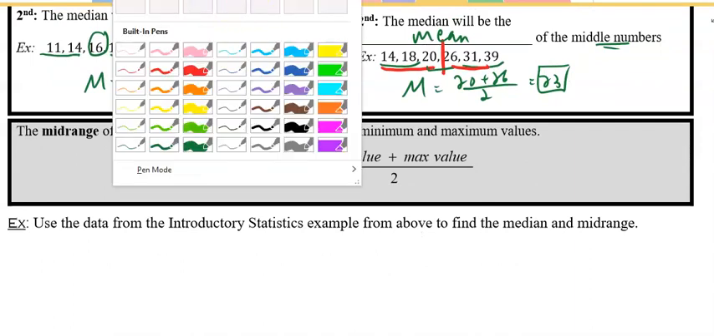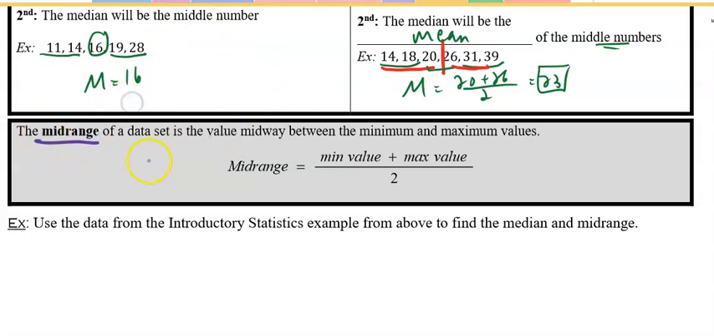Mid-range. The mid-range of a data set is the value midway between the minimum and the maximum value. The mid-range is the lowest value plus the largest value divided by 2.